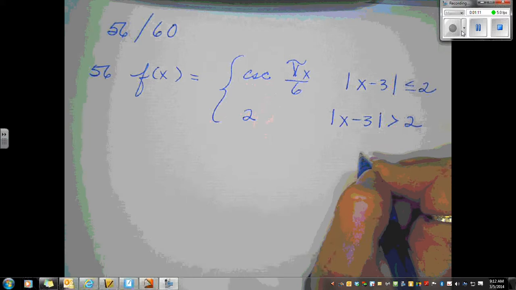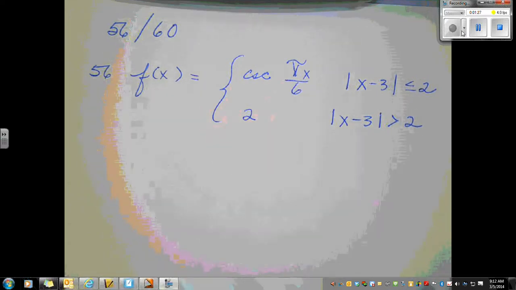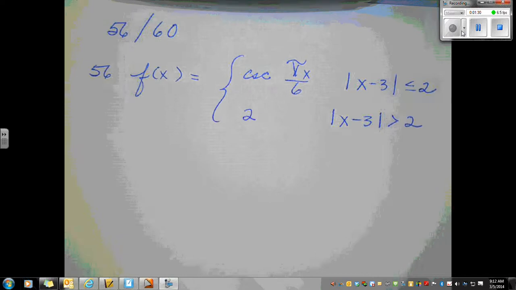Okay, what does this say to do? Find the x values, if any, at which f is not continuous. Which of these discontinuities are removable? Okay, let's graph it.